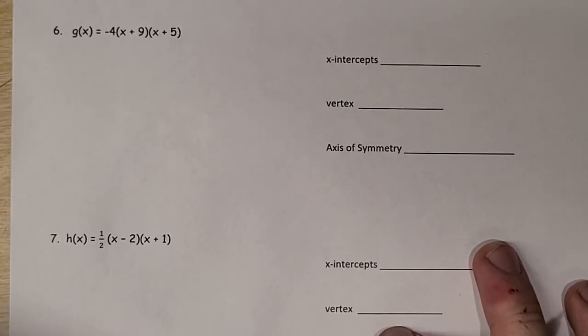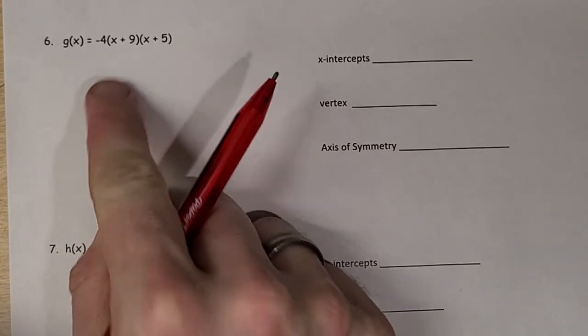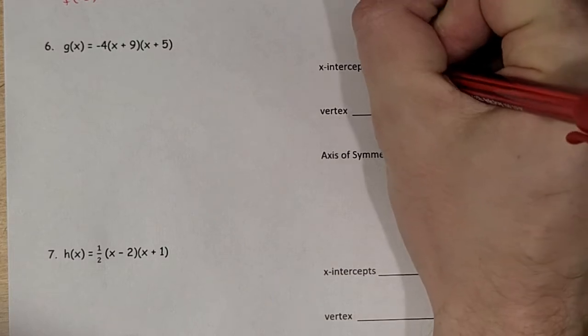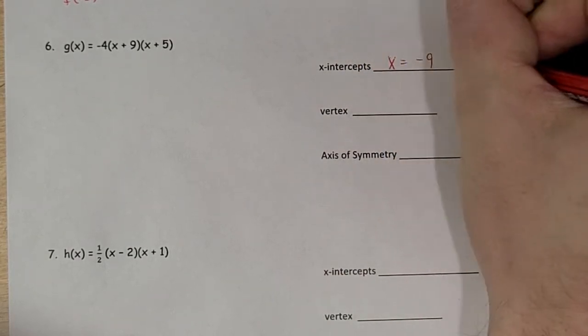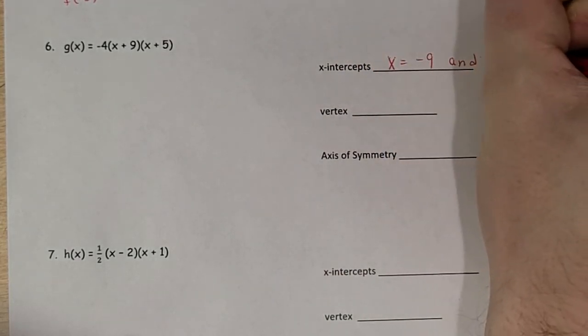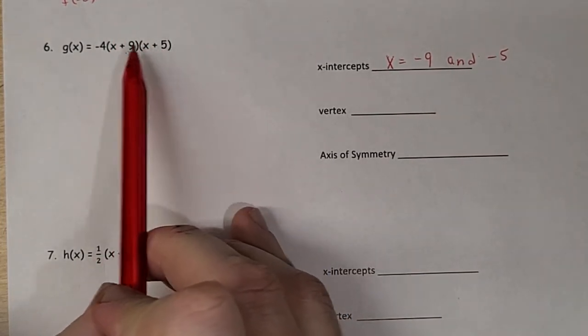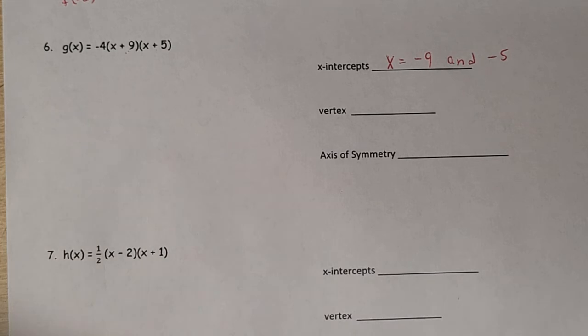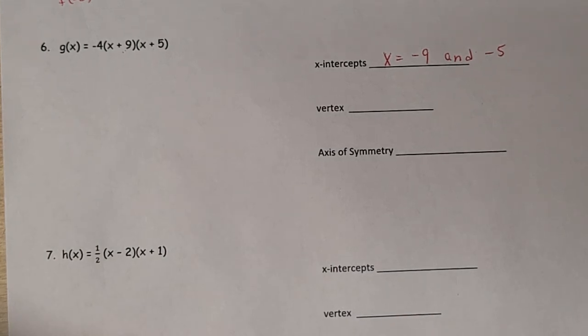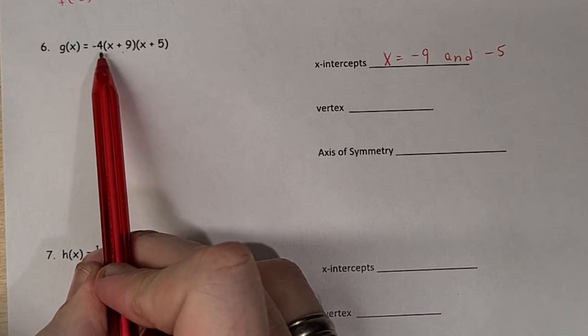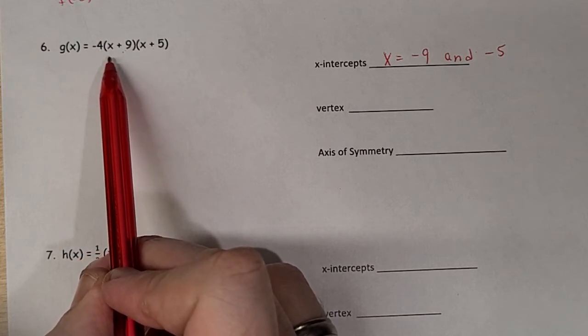All right, look at number 6. Again in intercept form, because I got these two sets of parentheses. My x-intercepts in this case are negative 9 and negative 5. I just took the opposites of these two numbers. Notice that negative 4 doesn't play at all when I'm talking about my x-intercepts. That negative 4 doesn't matter. I could change that number and my x-intercepts would still be the same.